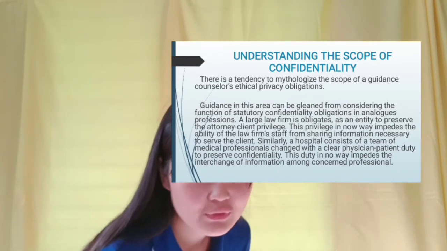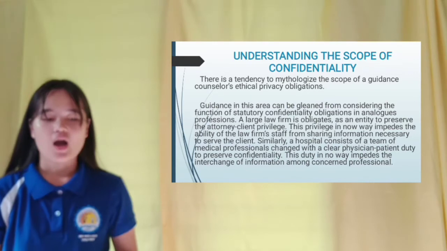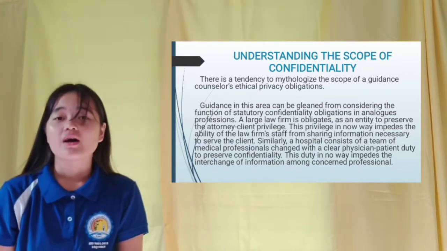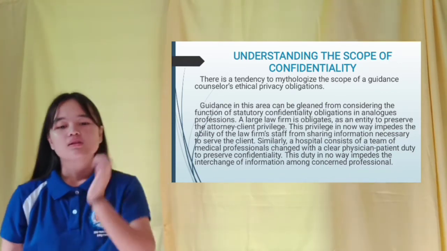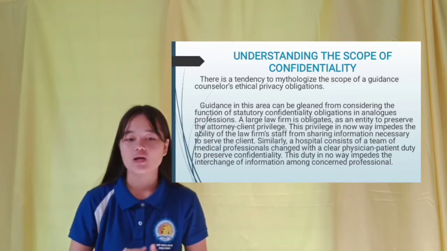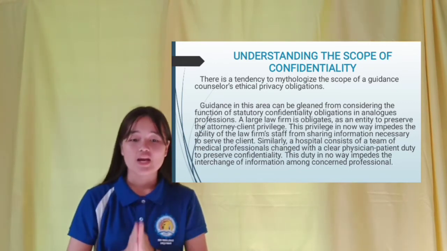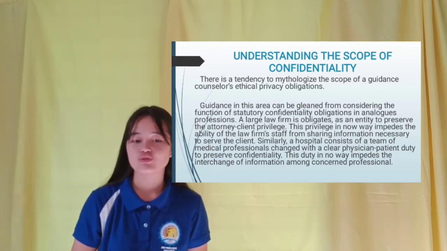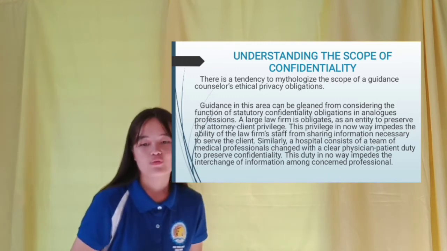Next, understanding the scope of confidentiality. So, when we say confidentiality, it's about how you are trusted. How are you trusted with a secret or private information? So there is a tendency to methodologize the scope of a guidance counselor's ethical privacy obligations. So guidance in this area can be gleaned from considering the function of statutory confidentiality obligations in analogous professions.